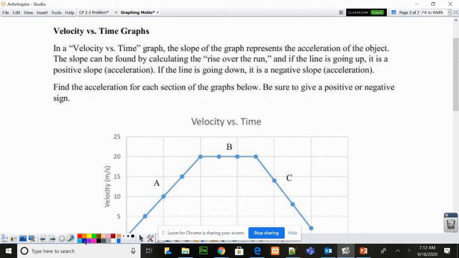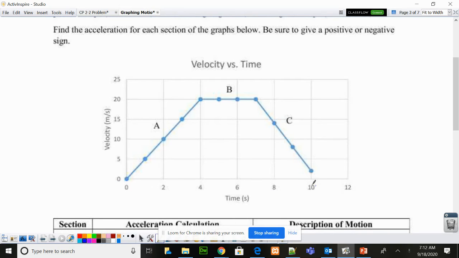Okay, so now we're going to look at a velocity versus time graph. The big thing that changed here is the y-axis. The x-axis stayed exactly the same, still time. But the y-axis is now in meters per second.